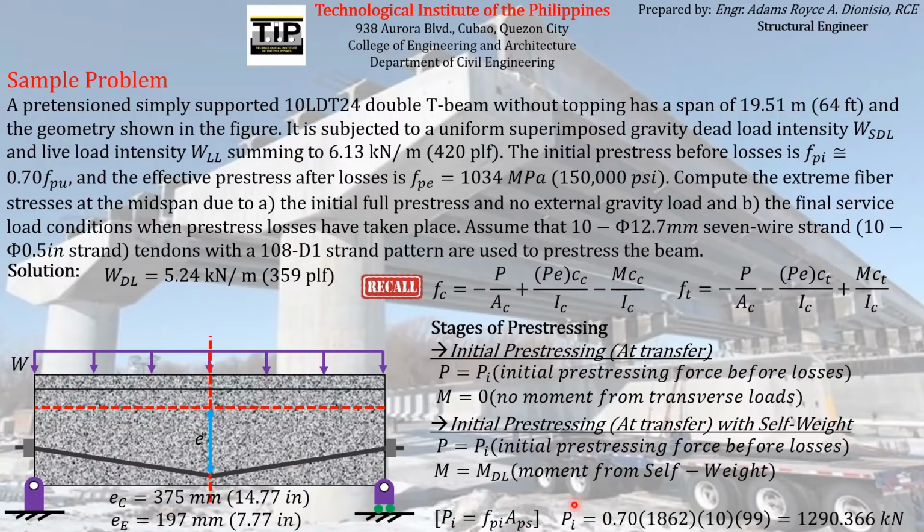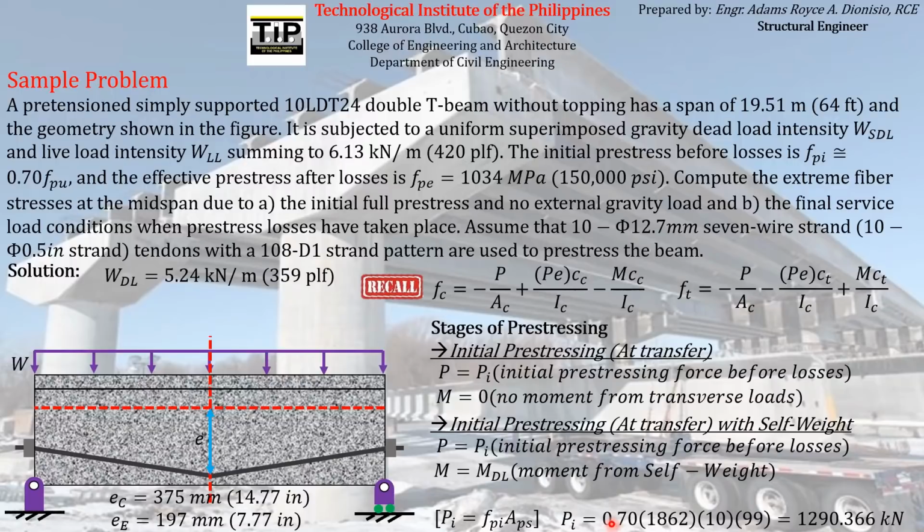If we substitute them, FPI is equal to 0.7 FPU. 0.7, this is the magnitude of FPU, and the magnitude of the total cross-sectional area of the pre-stressing reinforcements is equal to 990 mm squared. So this product is actually the initial pre-stressing force. Although if you notice here, the product will be in terms of Newton because this is in terms of megapascal or Newton per mm squared, and this is in terms of mm squared.